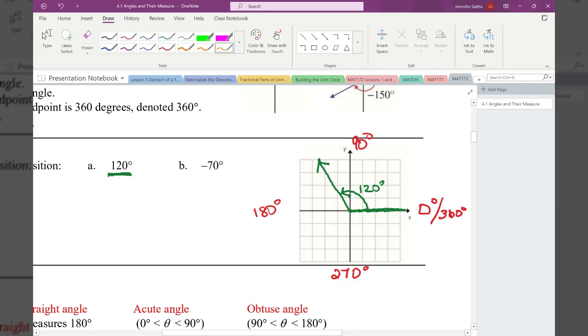Now, if we consider negative 70 degrees, so if we are going clockwise, this would be negative 90 degrees down here, negative 180, negative 270. Okay, so as we're going around the negative side, so negative 70 degrees, again, in standard position, we're going to have the initial side here along the x-axis, but the terminal side is going to be somewhere right around in here. So this right here is going to represent negative 70 degrees.